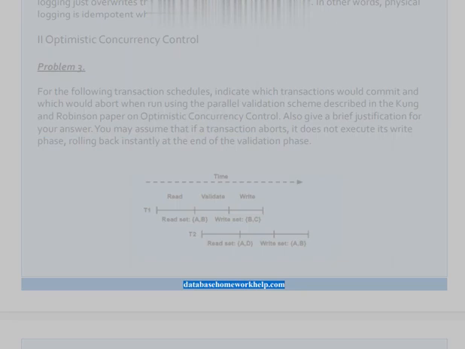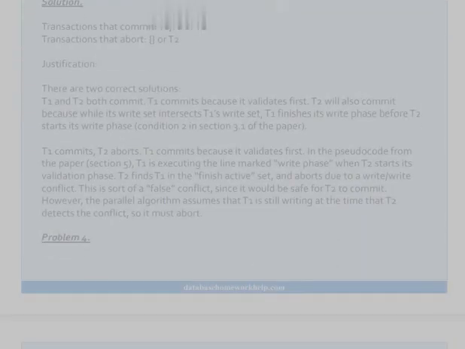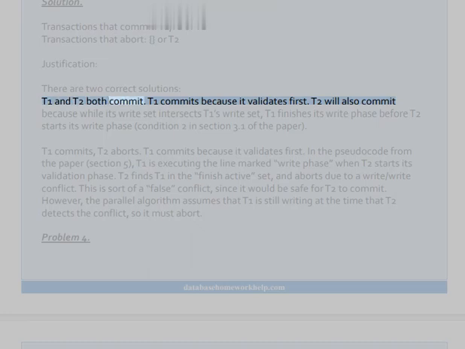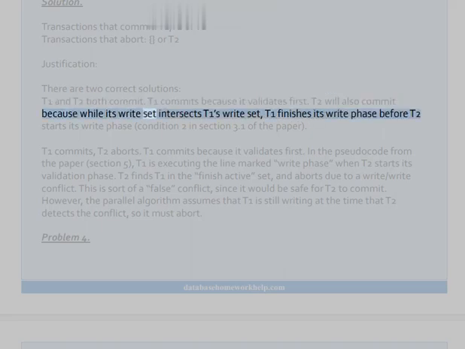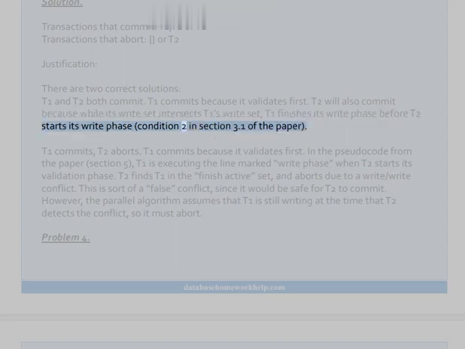Solution. Transactions that commit: T1, T2, or T1. Transactions that abort: none, or T2. Justification. There are two correct solutions. T1 and T2 both commit. T1 commits because it validates first. T2 will also commit because while its write set intersects T1's write set, T1 finishes its write phase before T2 starts its write phase, condition 2 in section 3.1 of the paper.